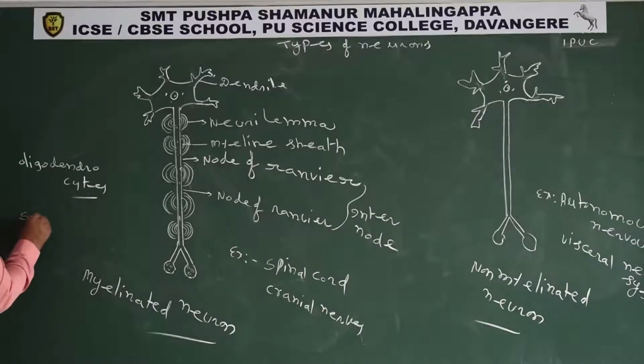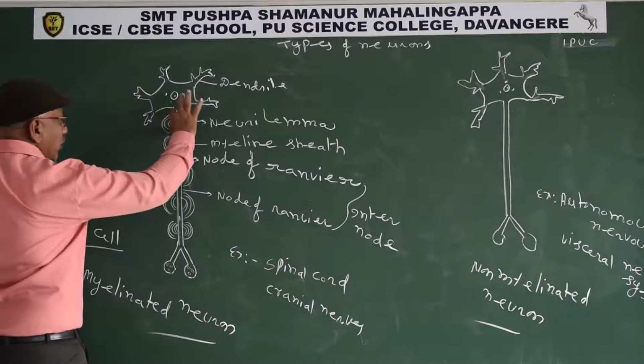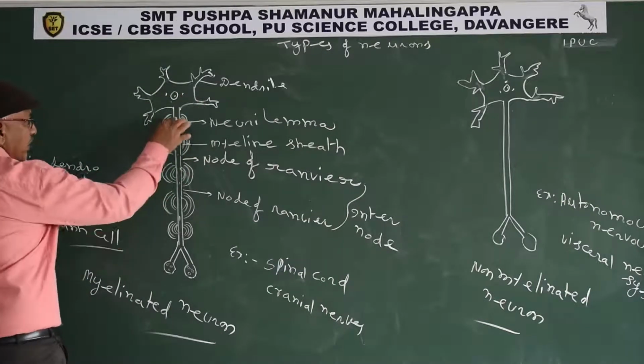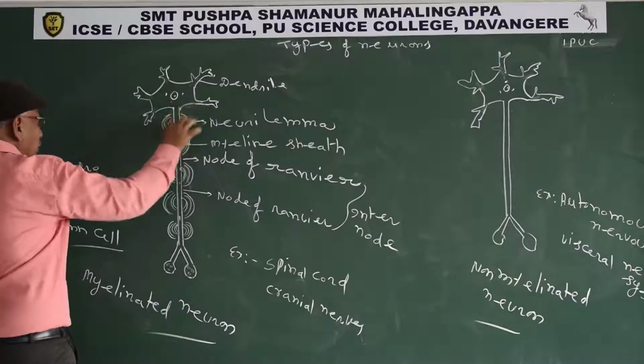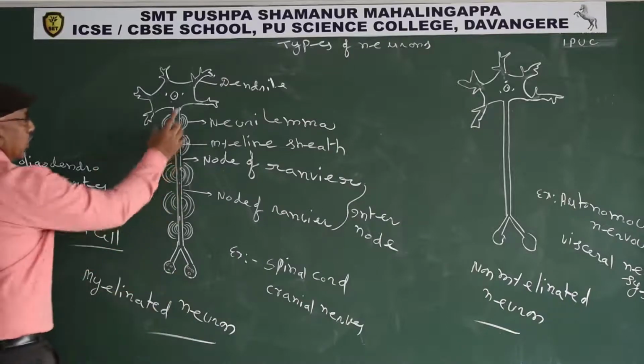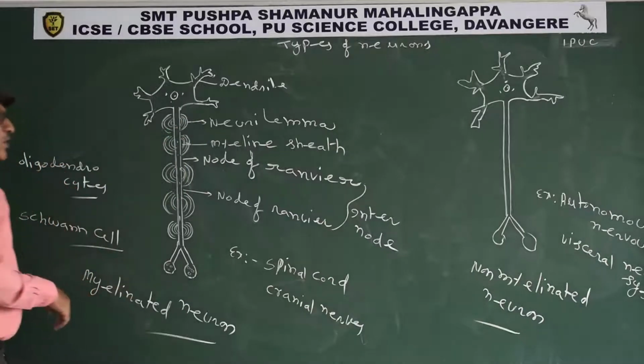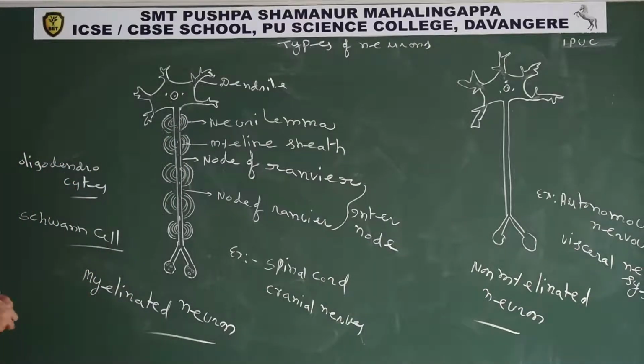In the peripheral nervous system, Schwann cells secrete myelin sheath around a particular part of the axon. The Schwann cell is present around that part in the form of several layers. Only the outer layer is known as neurilemma. All the inner layers collectively are known as myelin sheath.